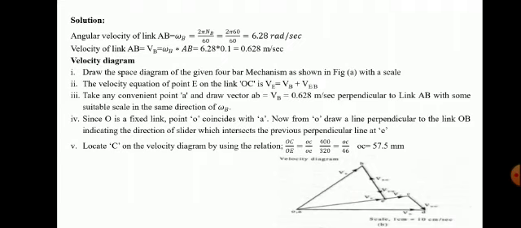For that purpose, you see the relation OC by OE. Whatever the ratio is given in the space diagram, actual values 400 by 320, the same value should be given here, OC by OE. We can calculate OC is equal to 57.5 mm. That one you mark it here.